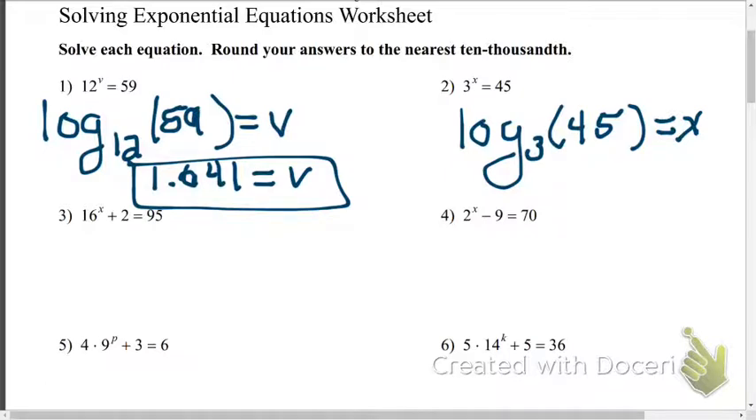Number 3. This is where you have to do the extra steps. You need to isolate your exponent. You need to isolate your base with your exponent. So I'm going to move this 2 over.